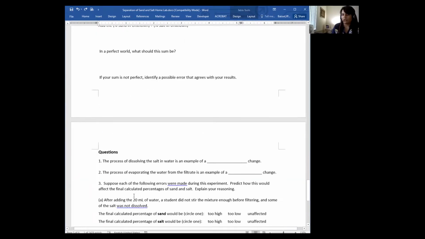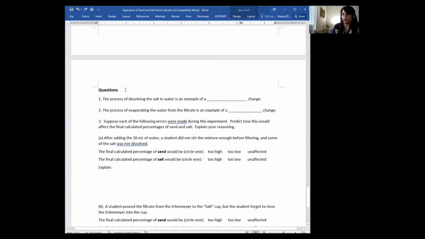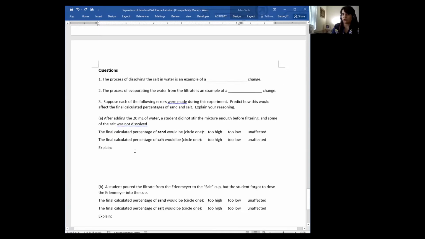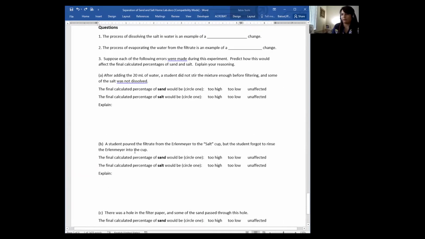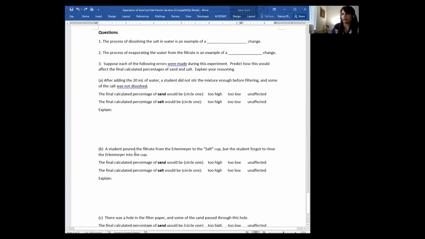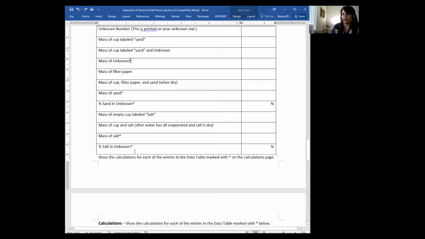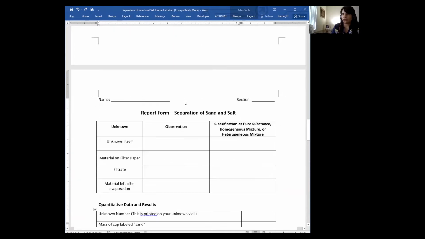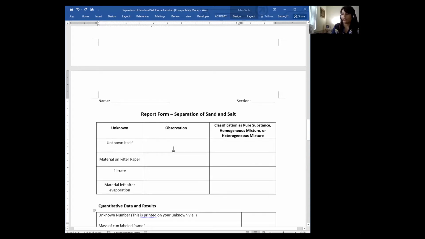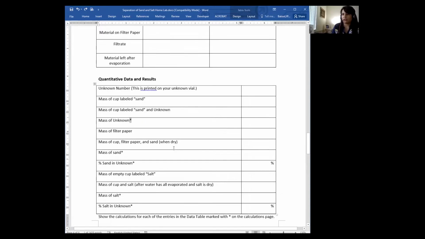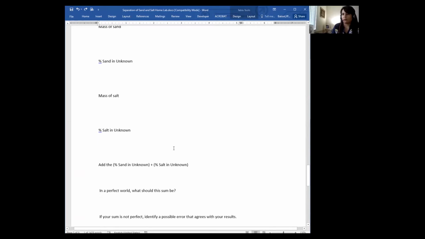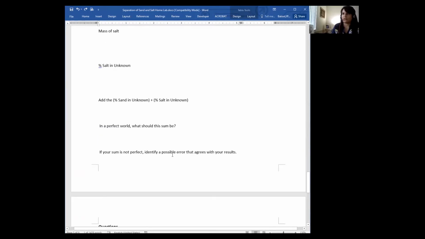After this calculation page, there is a page for questions. Here you will be answering these questions that you have to think about based on the lab that you are performing. And at the end, once you have this lab report complete, starting from this page, you will be attaching these 3 pages to the assignment for the separation of salt and sand lab.